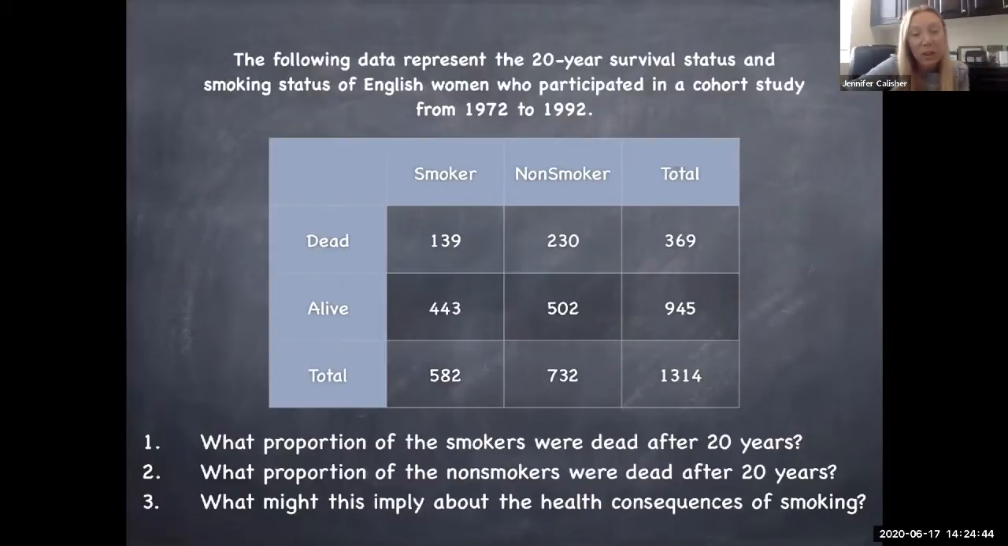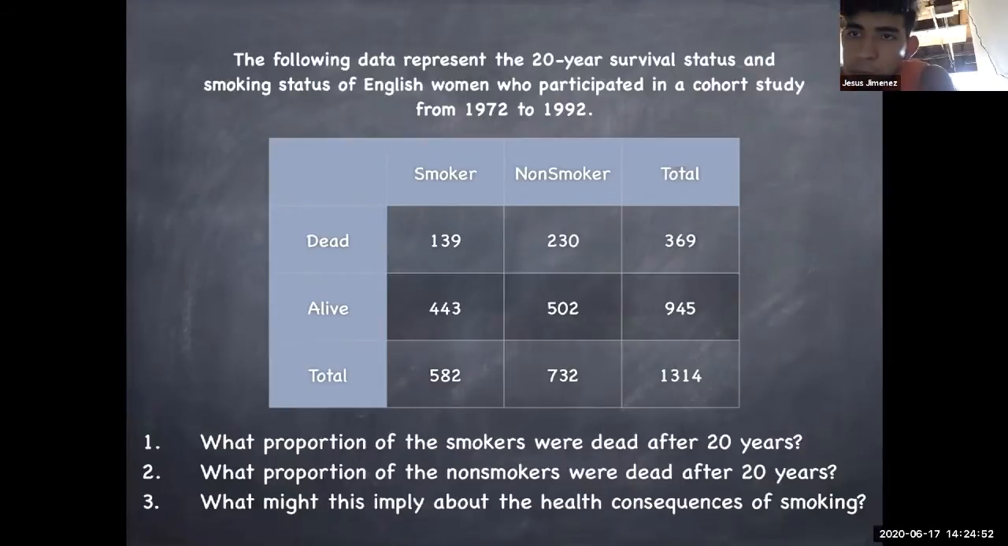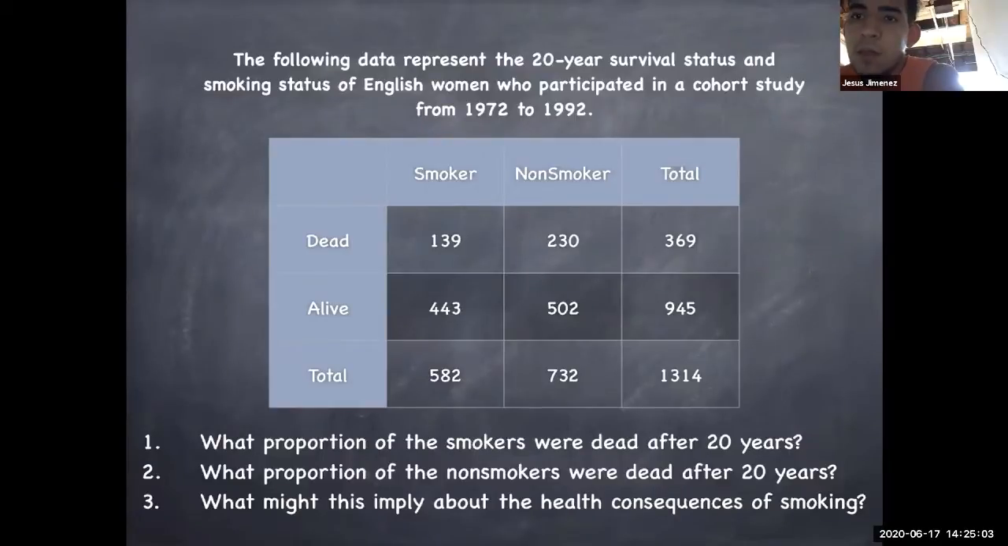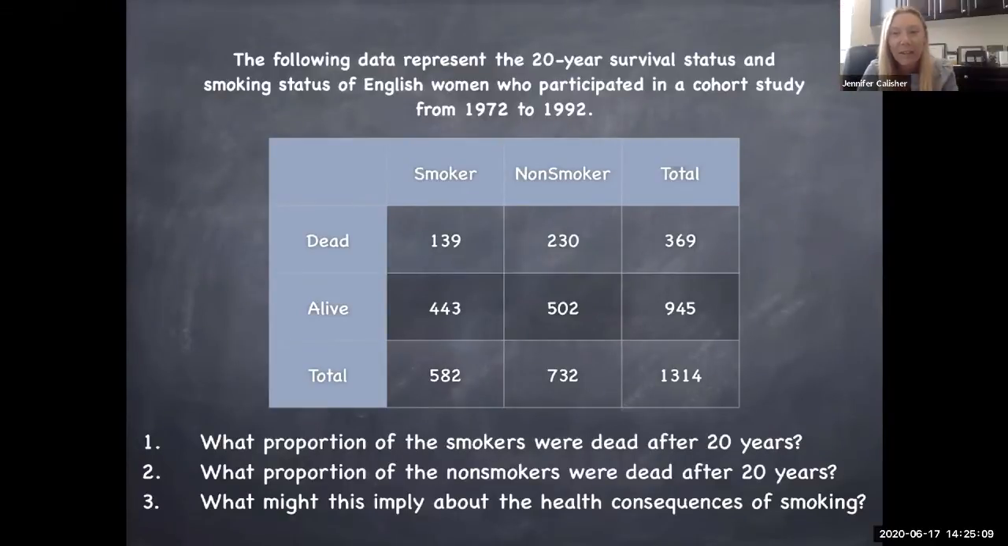Okay, my first question that's actually not posted, Jesus, this will be for you. So just do the best that you can, okay? Based off of this two-way chart, can we figure out how many women participated in this survey? 1,314. Exactly. Perfect.